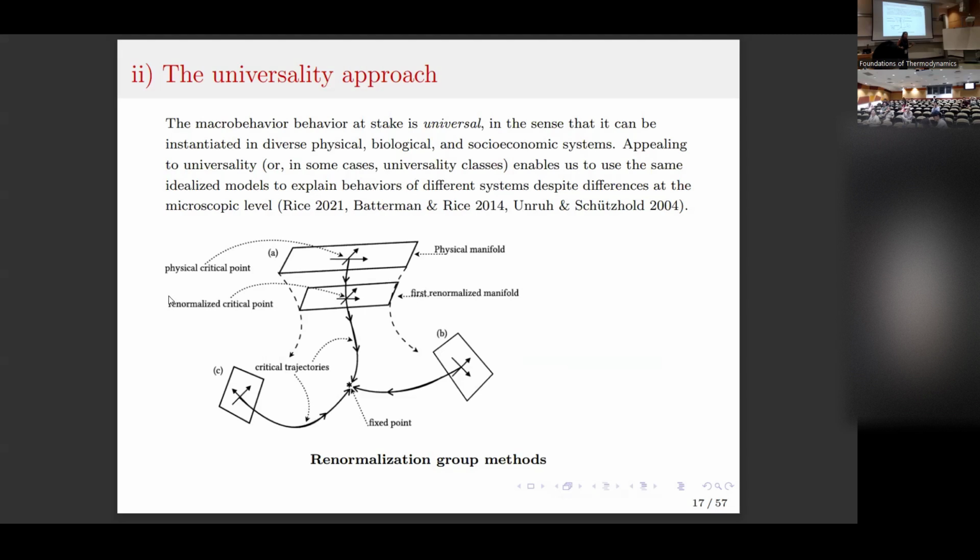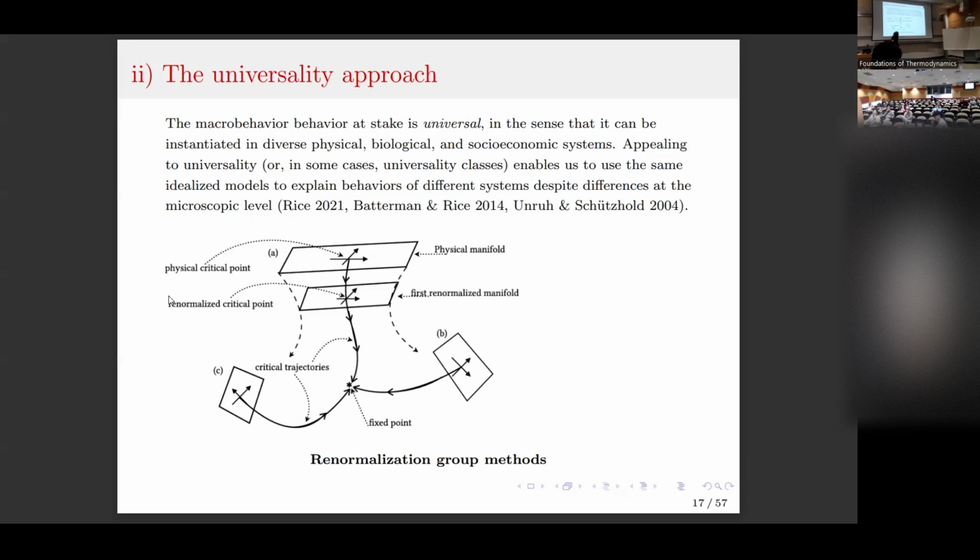A second approach that is very similar to the naive physicist approach is what I call the universality approach. This basically says that what justifies us to use statistical mechanics to understand different types of systems is that the phenomena at stake are universal, in the sense that they don't care so much about the details. It is the same macro behavior that is instantiated in different types of systems. So this gives us a justification to use approximately the same framework, at least macroscopically, for different types of systems.